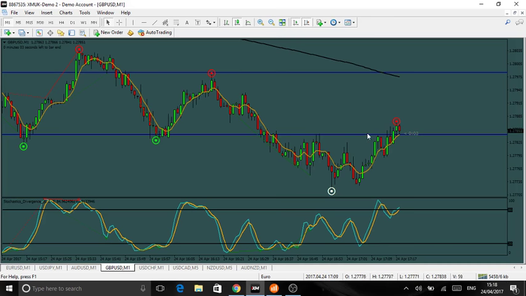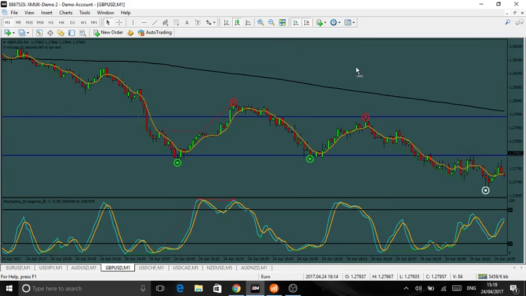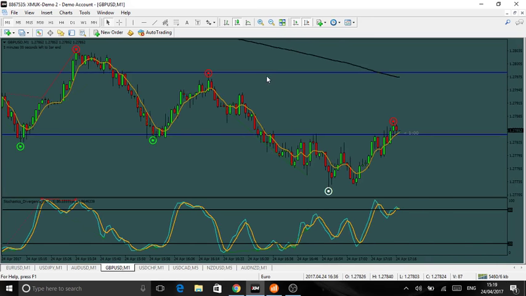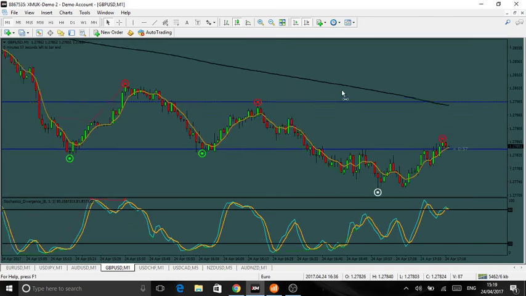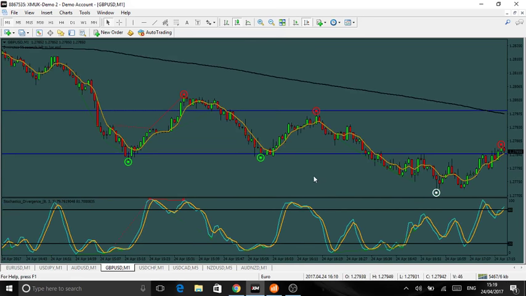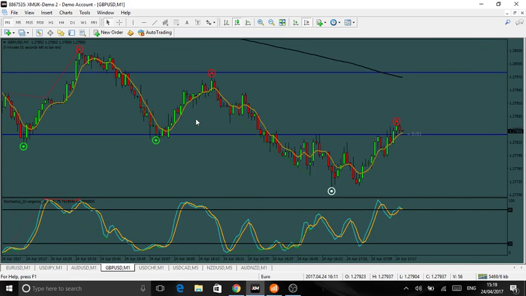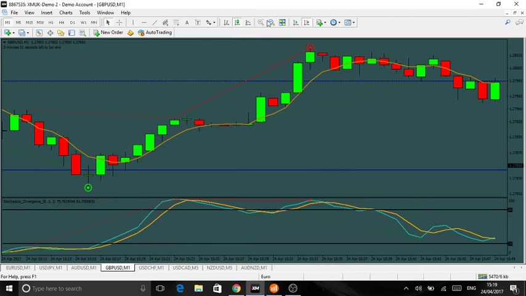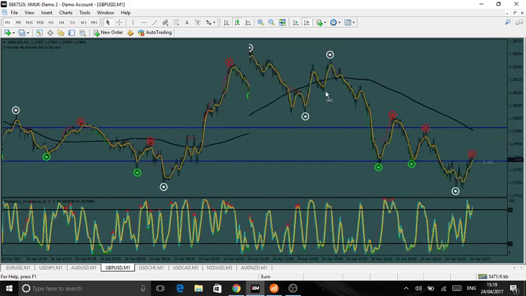So yeah, now support and resistance, guys. Support and resistance are just levels where the market tends to reverse. So how can you find them? The good thing with these signal indicators here is that you can find your support and resistance. You look at current price action.